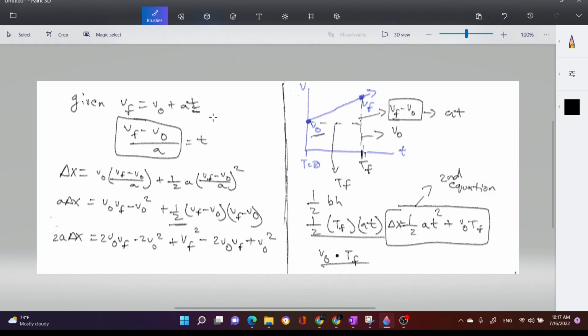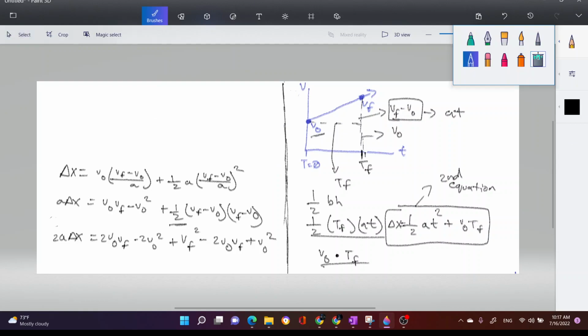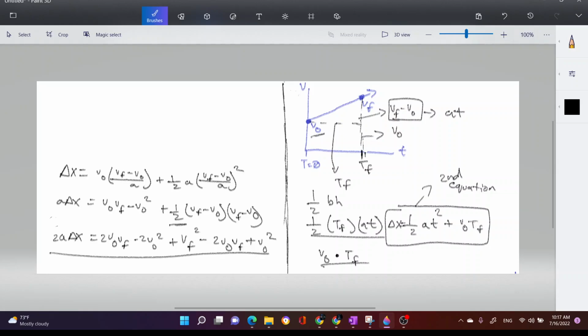I am going to erase this top part over here to get more room. So now that we have this right here, we can actually just combine all the like terms. I see that we have this positive 2 V naught VF and then this negative here, so we can eliminate those. And then this just turns into 2A delta X. And this becomes, when you add it, first we have our VF squared, so I'll just write that. And then this just becomes negative V naught squared. So this is what our equation narrows down to.